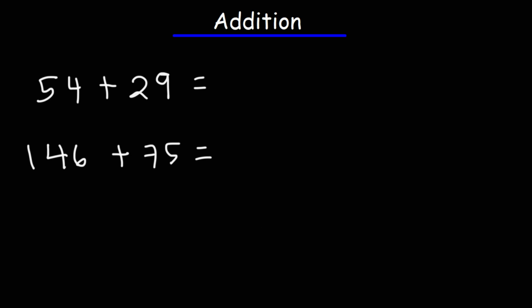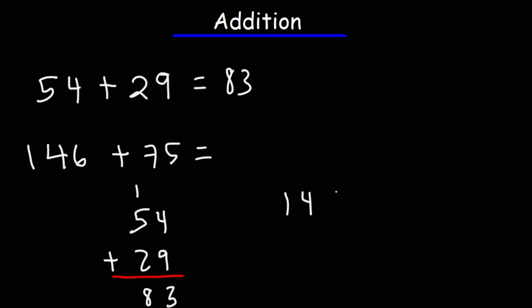So starting with the first one, 54 plus 29. 4 plus 9 is 13. So we're going to write the 3, carry the 1. And then 1 plus 5 is 6. 6 plus 2 is 8. So this gives us 83.